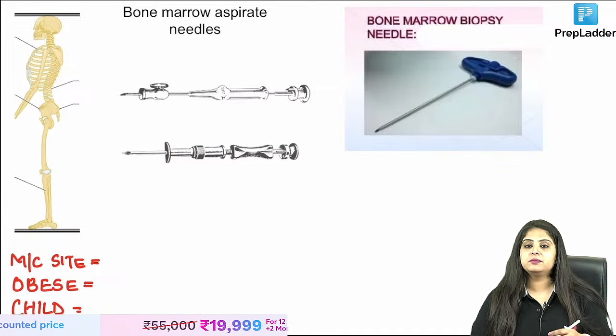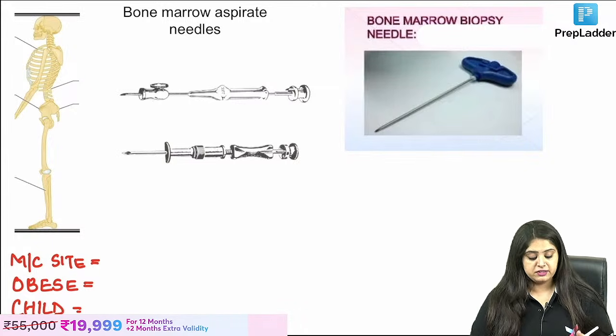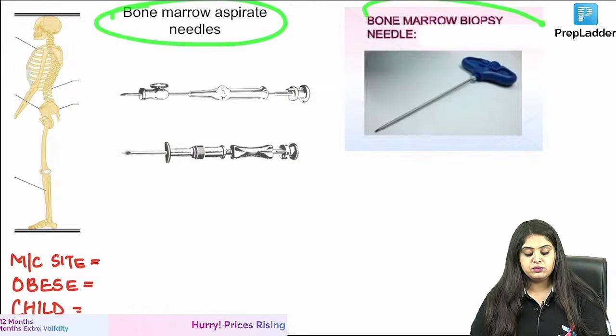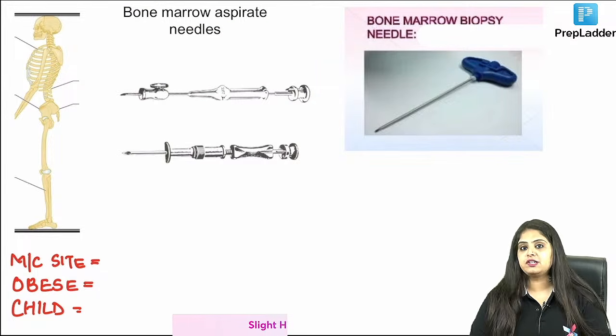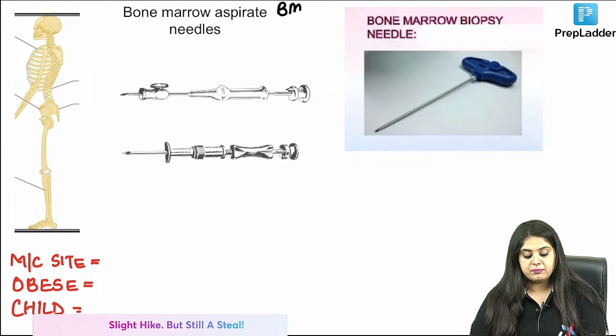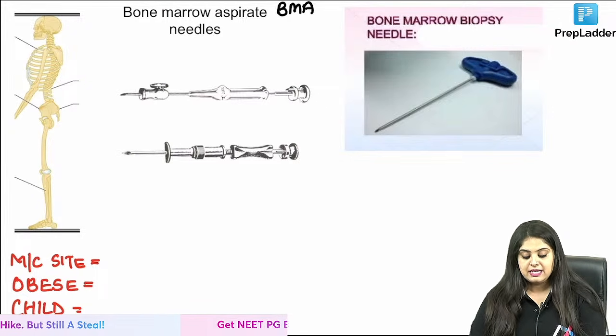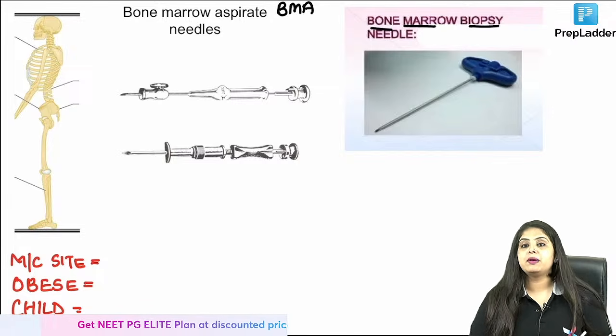First is like a good luck charm that I have to start with this question, because they will always ask you these needles irrespective of the exam. We have 2 techniques in hematology. Start filling the blanks, guys. It is number 1, BMA, that is bone marrow aspirate, and second one is BMB, that is bone marrow biopsy.